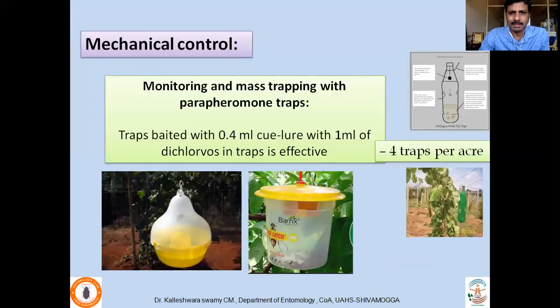One of the important practices is using parapheromone traps with Q-lure. Many are commercially available like this, but farmers themselves can fabricate their own traps using waste bottles like this by cutting a few windows, dispensing 0.4 ml of Q-lure onto a wood piece or plywood piece, adding a little quantity of dichlorvos, and tying it in the garden. About 4 traps per acre are required. That attracts a large number of males. This is also called the male annihilation technique, in fact.